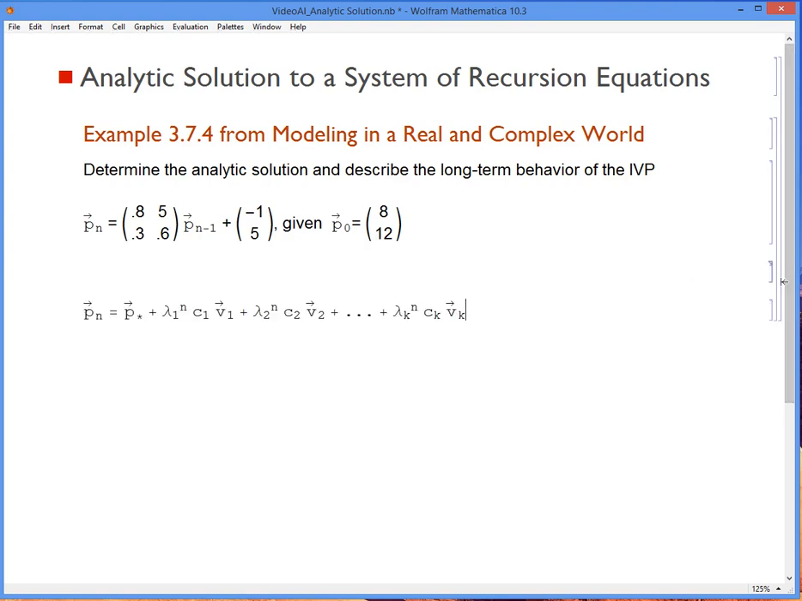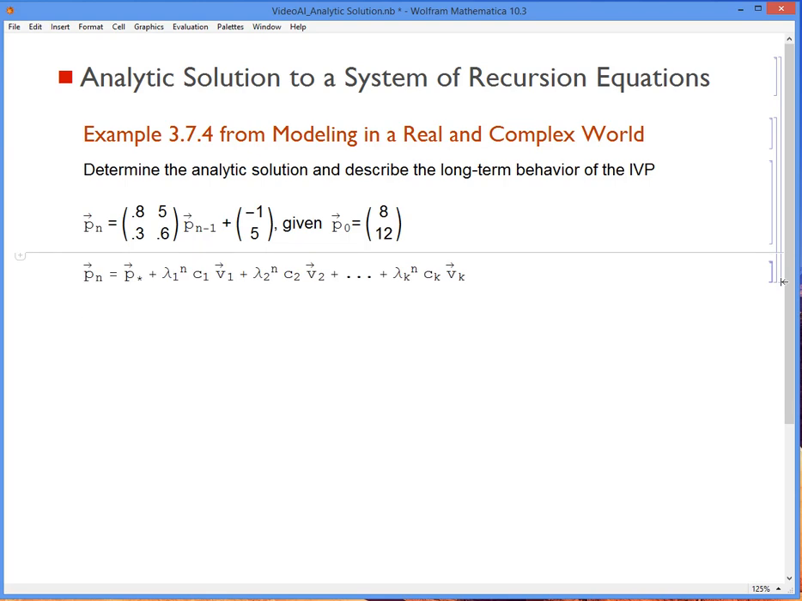Alright, so here's our analytic solution, and we should be comfortable with what this says. It says that the vector p sub n is equal to the equilibrium vector plus lambda 1 to the n times c1 times v1, plus lambda 2 to the n times c2 times v2, plus lambda k to the n times ck times vk. And so we know these terms.